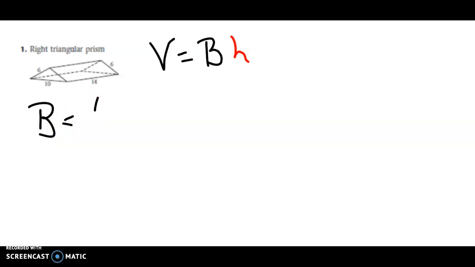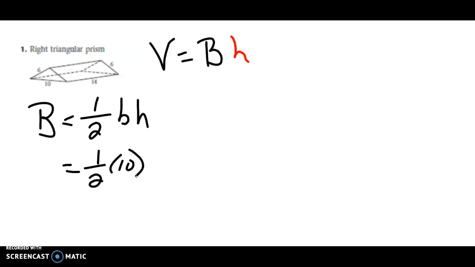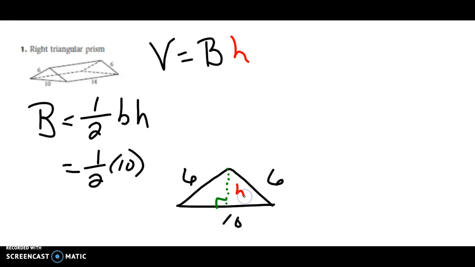Well, it's a triangle. The area for a triangle is 1/2 base times the height of the triangle. So we have to figure out what the height of the triangle is. We're going to say that the base is actually 10. And then we have to figure out what the height of that triangle is. We have an isosceles triangle here, 10, 6, and 6. To do that, we're going to have to draw in an altitude, which is the height. So that's going to be our h of the triangle.